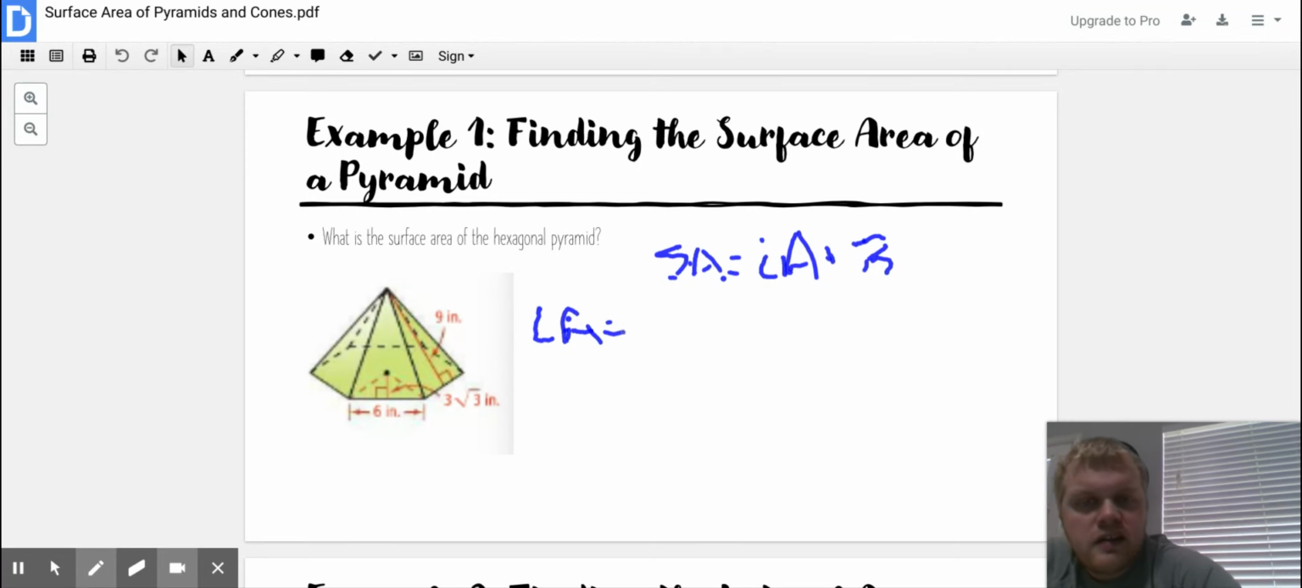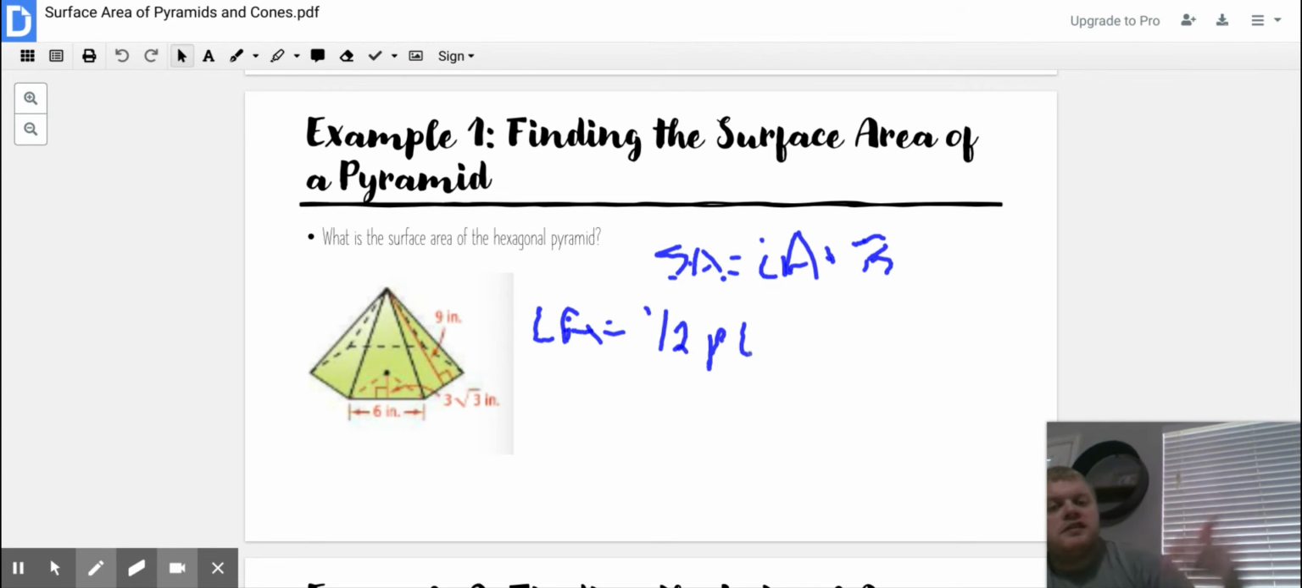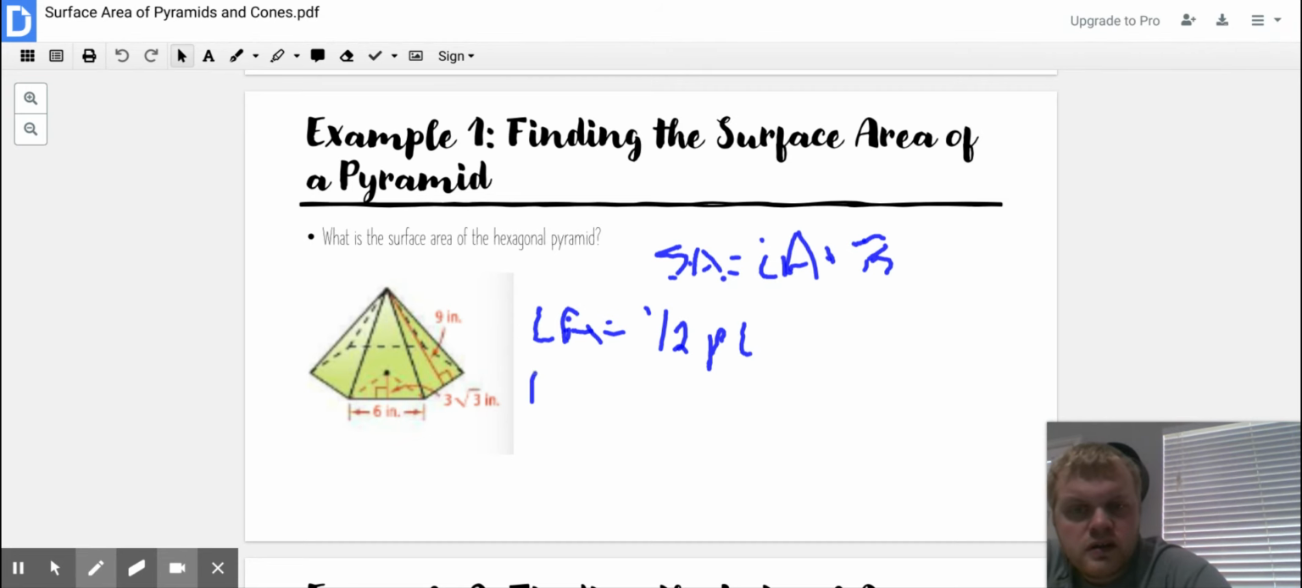Like we just said, LA is going to be 1/2 PL. And remember, L is our slant height. The easy thing for us here is to find the perimeter of the base. They give us one of the side lengths on the base, and remember, all of our bases are going to be assumed to be regular. That base tells us that it is 6 inches. So all the sides around are going to be 6 inches, and there are 6 sides. So to find perimeter, it's going to be 6 times 6, which equals 36.